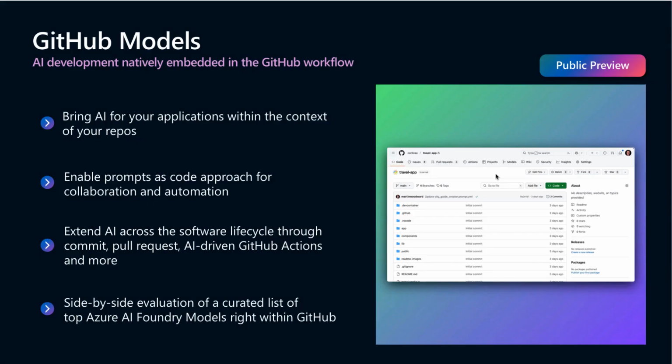Introducing GitHub Models, which embeds AI development natively into GitHub workflows. A new Models tab lets you experiment with prompts as code, collaborate, and extend AI across commits, pull requests, and automated GitHub Actions. You get seamless access to curated Azure AI Foundry models without needing separate Azure accounts, lowering barriers for teams to iterate and explore large language models right inside their repos. A demo will detail how to leverage these capabilities effectively.